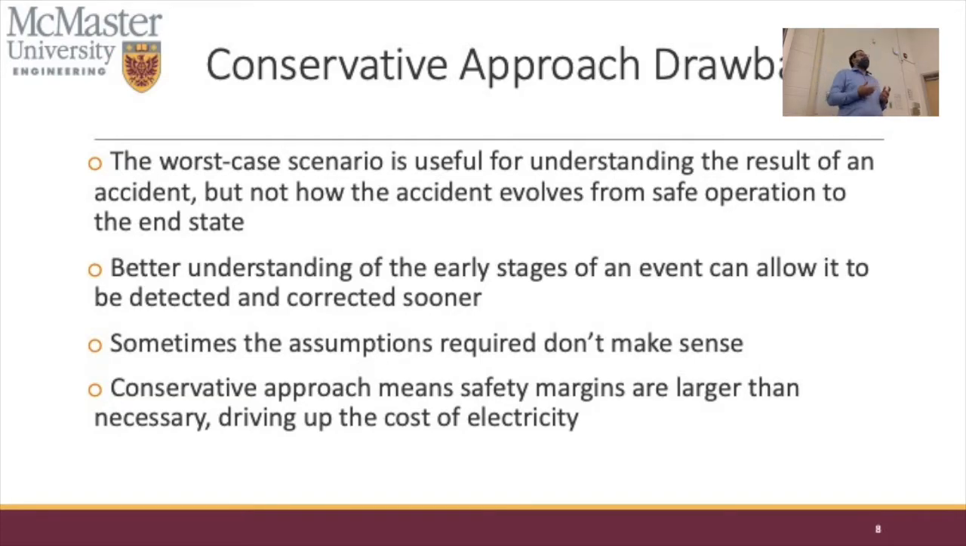Sometimes the assumptions that we have to make in this method don't necessarily make sense. And the conservative approach means that our safety margins are often larger than necessary. And that actually drives up the cost of electricity, especially when more than half of Ontario's power comes from nuclear reactors.